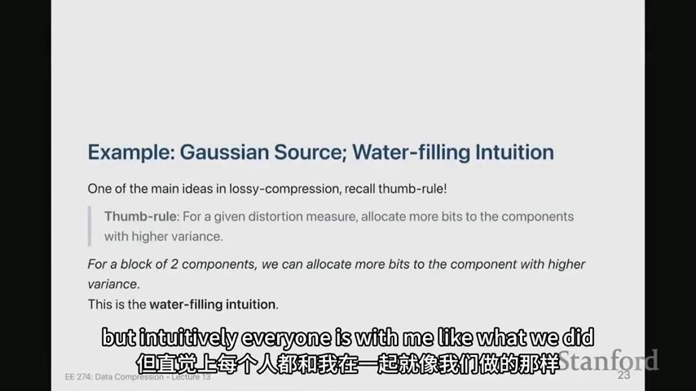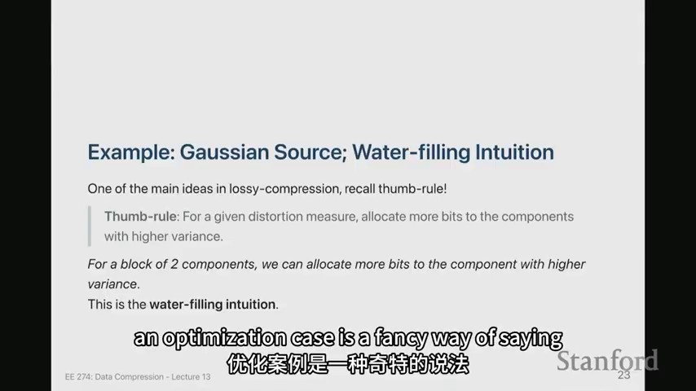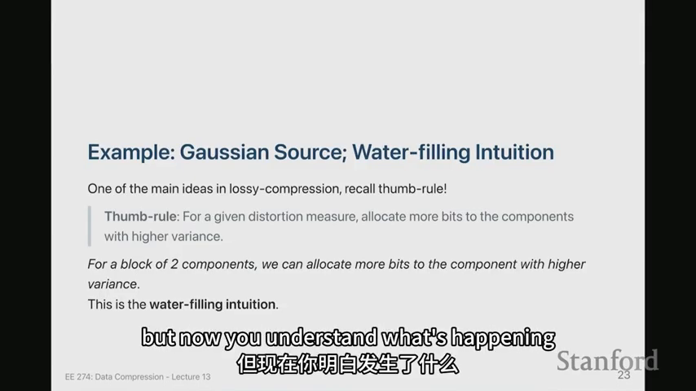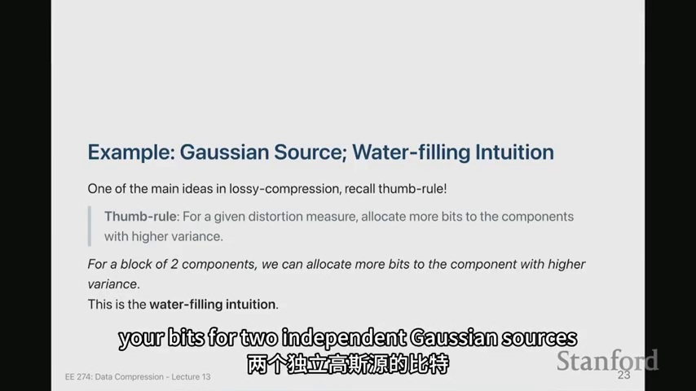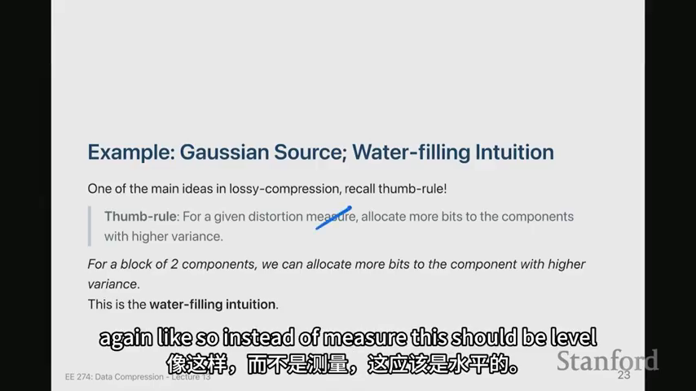Okay, but intuitively everyone is with me, like what we did. Again, this water filling intuition is up in optimization case. It's a fancy way of saying, but now you understand what's happening. Like how are you distributing your bits for 2 independent Gaussian sources when you were actually encoding them in blocks of size 2. And so this is again like, so instead of measure, this should be level.